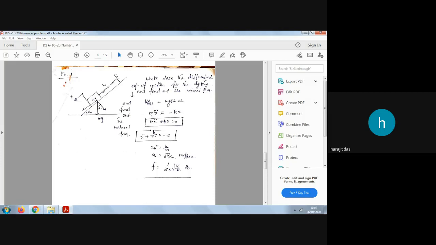So if you just rearrange, you will get m x double dot plus kx equals 0. So this is the equation of motion for this system, okay. For this type of system, this will be the equation of motion. So finally you will get the natural frequency by writing the equation in this way. If you divide it by m, x double dot plus k by m x equals 0, this k by m term is equal to omega n square.